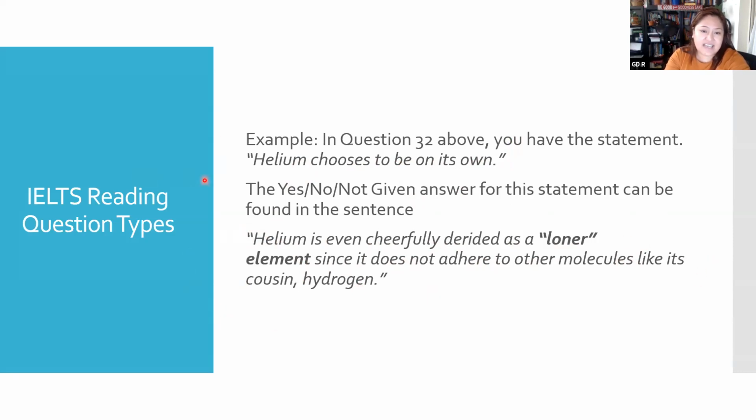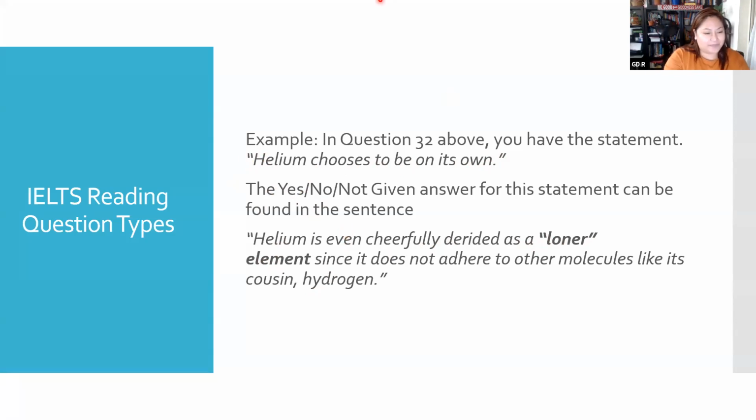So class, is it yes? Does it contradict or does it not contradict? If this is the statement in the passage and this is the statement in the question. Does it contradict or no? Contradict. Helium chooses to be on its own. In the statement, helium is even cheerfully derided as a loner element. So it's the same meaning, class. So it doesn't contradict. It's the same meaning.